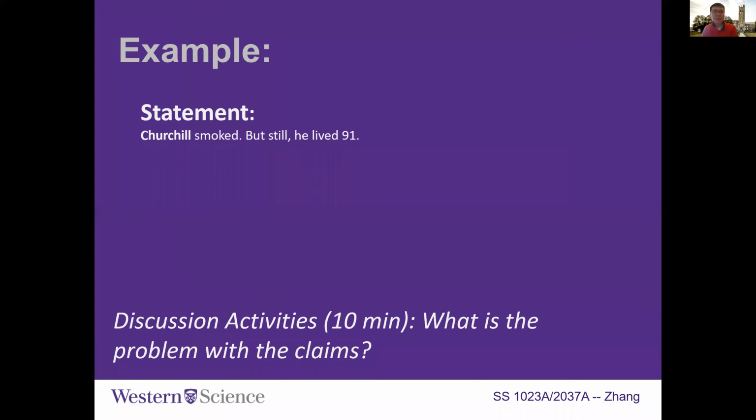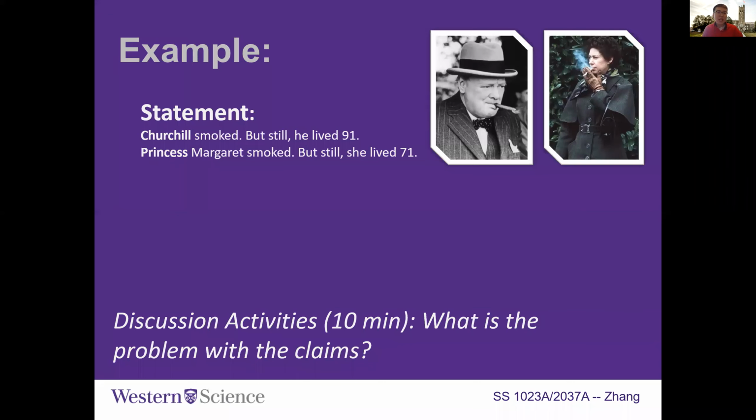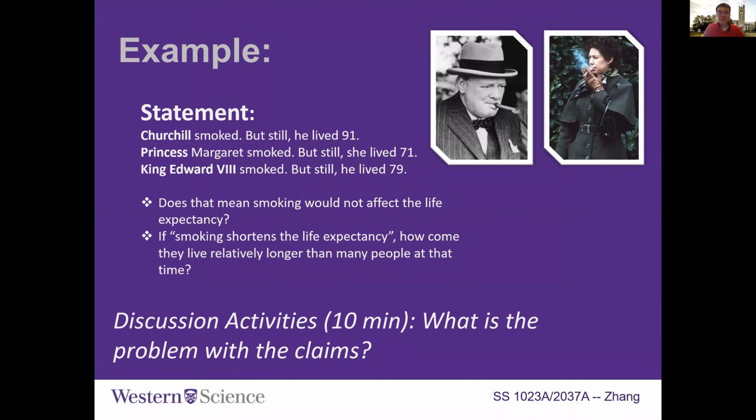So as we all know, the Prime Minister of Britain, Churchill, was a really active smoker, but still he lived to 91. And the second example is Princess Margaret, who was also a smoker, but very fortunately, she still lived very long. And King Edward was also a very active smoker, but still he lived to 79 years old.